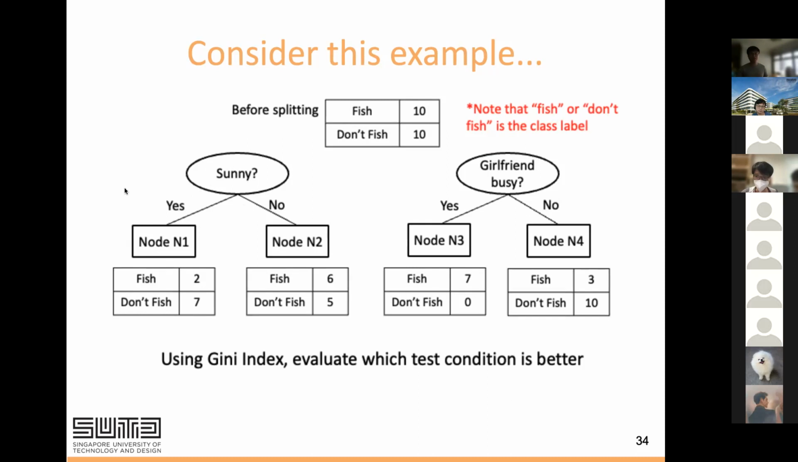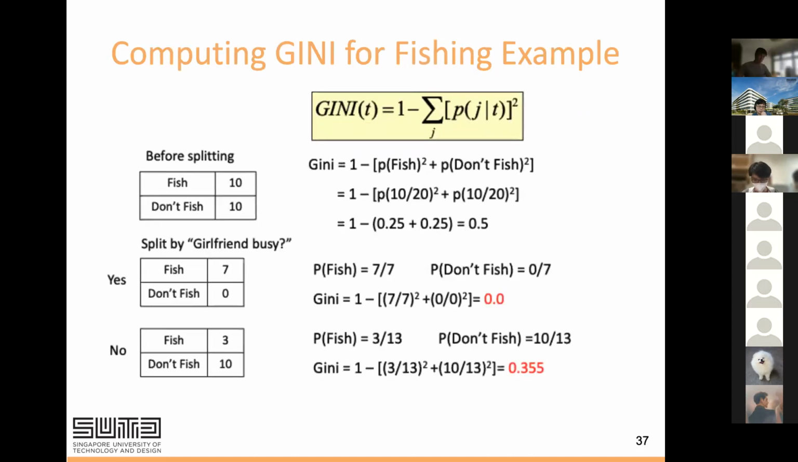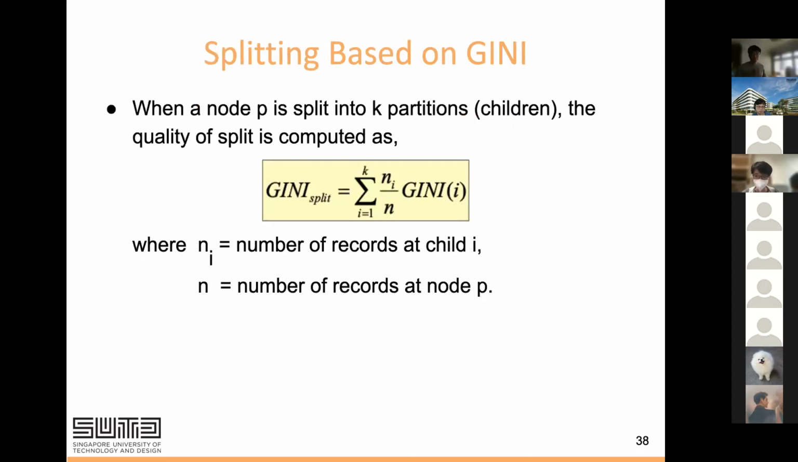Or push the idea of the purity based on the decision. So when we actually make a decision, which is the decision node P, we split into K partitions, or K leaves. The quality of this is computed as a summation of the Gini index of the leaf nodes. But it's not just any summation. You take the weight.